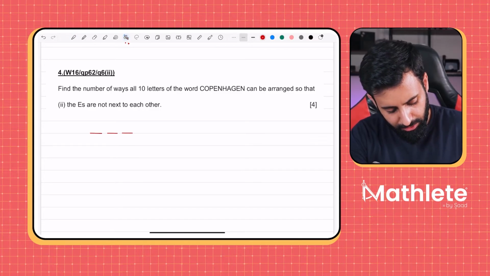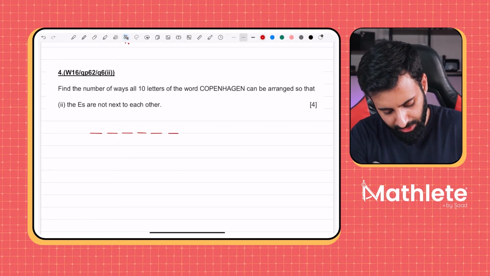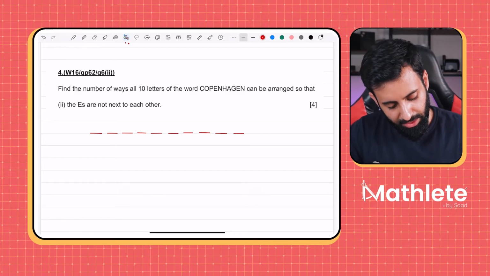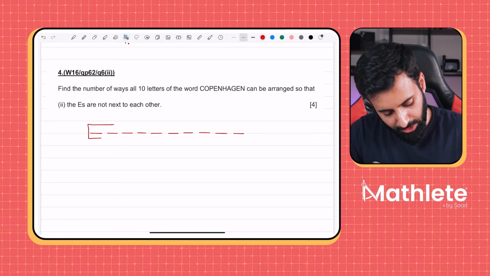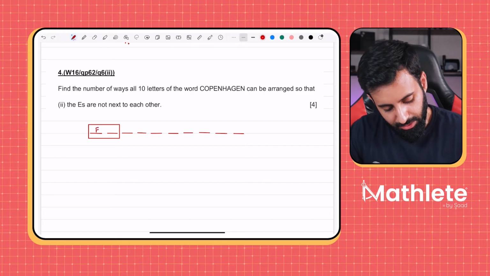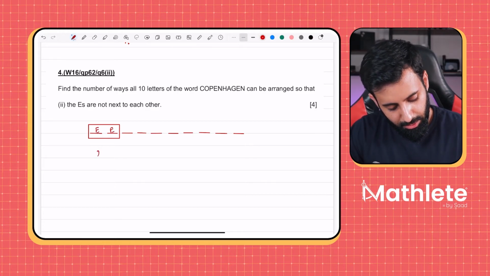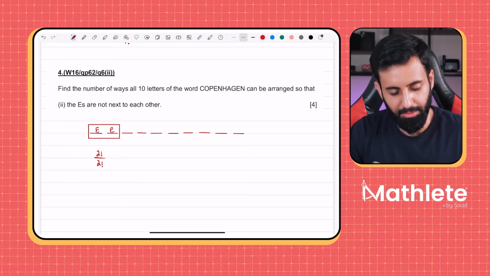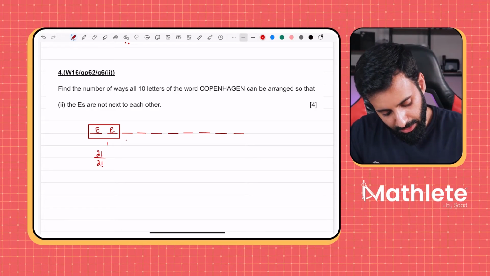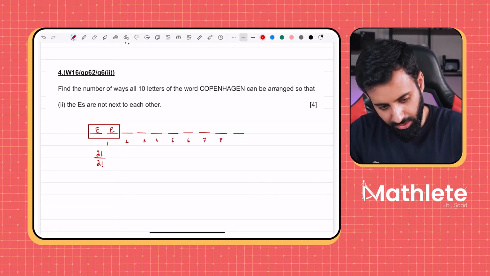Let's make 10 blanks. 1, 2, 3, 4, 5, 6, 7, 8, 9, 10. Okay. So we're talking about E's that should not be next to each other. So let's put them in a box. These E's, because they're identical, we're not going to say that they can shuffle amongst themselves. So we'll just write E and E. Even if you do 2 factorial, you will then have to divide by 2 factorial because they're identical objects, okay? And then let's talk about the remaining objects, 1, 2, 3, 4, 5, 6, 7, 8, and 9.